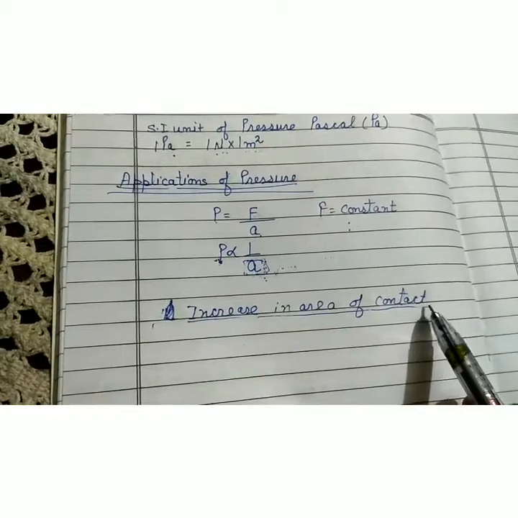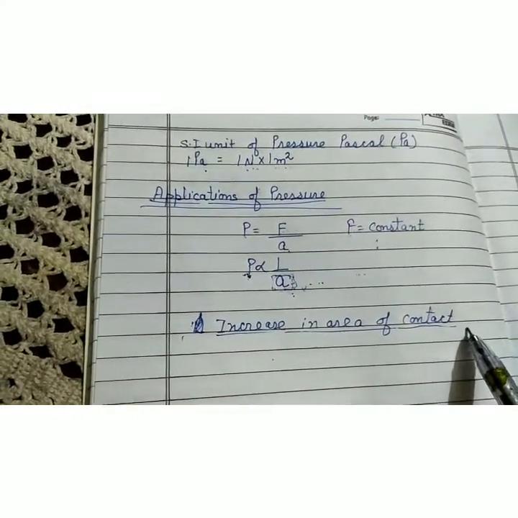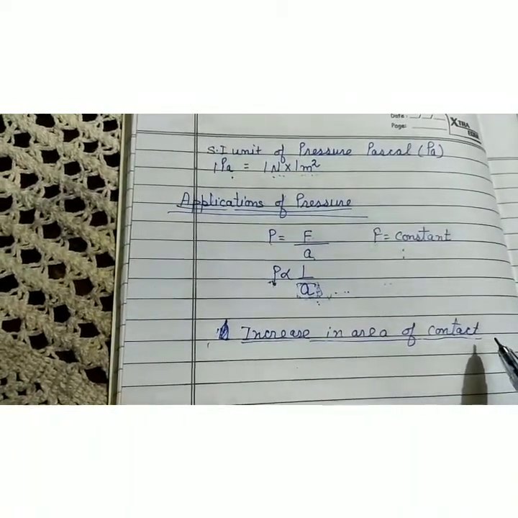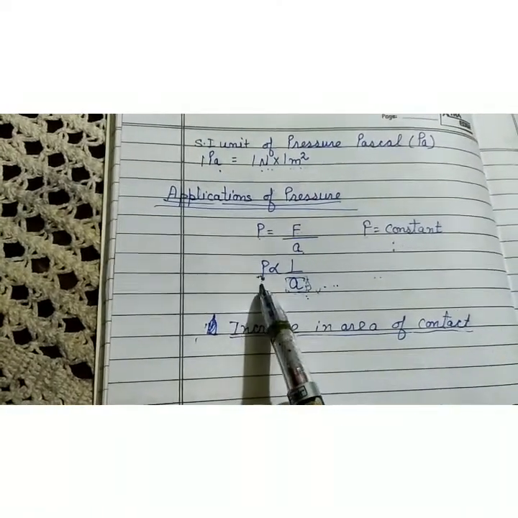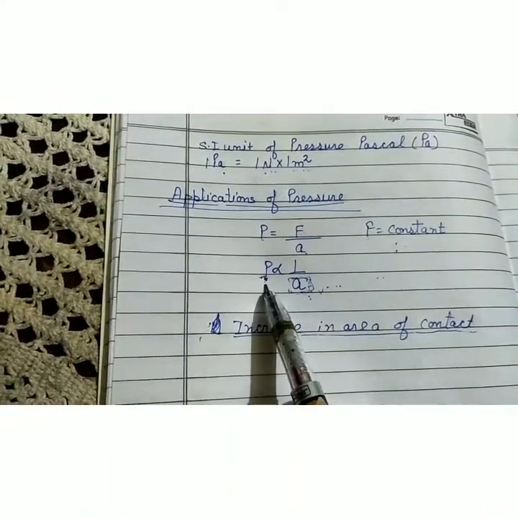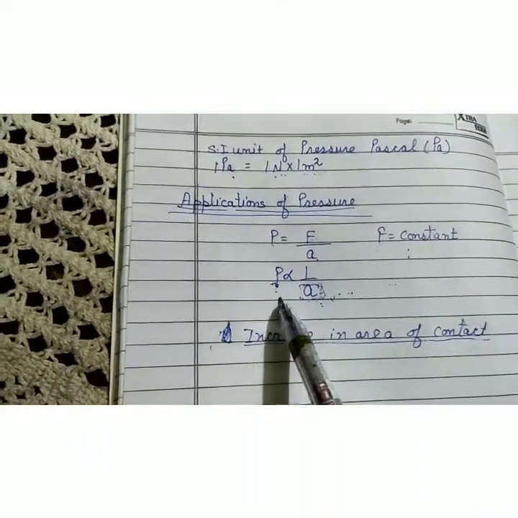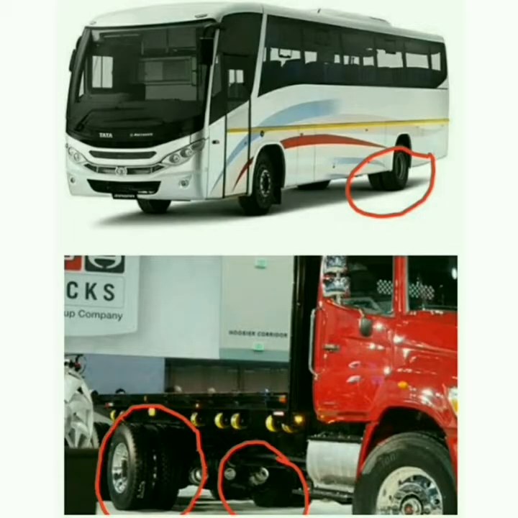Similarly, you have seen so many other bags in your home. You have seen the handbags of your mother or sister, or you have seen suitcases which have handles which are broad. So why are they broad? So that the impact of pressure which is exerted by all these things on our hands or on our shoulders can be decreased. There are so many other examples in our surroundings in which we have increased the area of contact to decrease the impact of pressure on the surface.